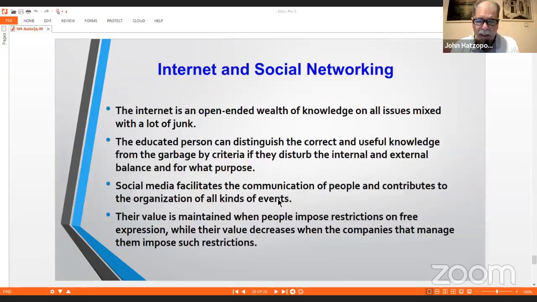Therefore, social media facilitates the communication of people and contributes to the organization of all kinds of events, but their value is maintained when people impose restrictions on free expression, while their value decreases when the companies that manage them impose such restrictions, and we're in this situation. That's the reason we have this value now in jeopardy of the social networking.